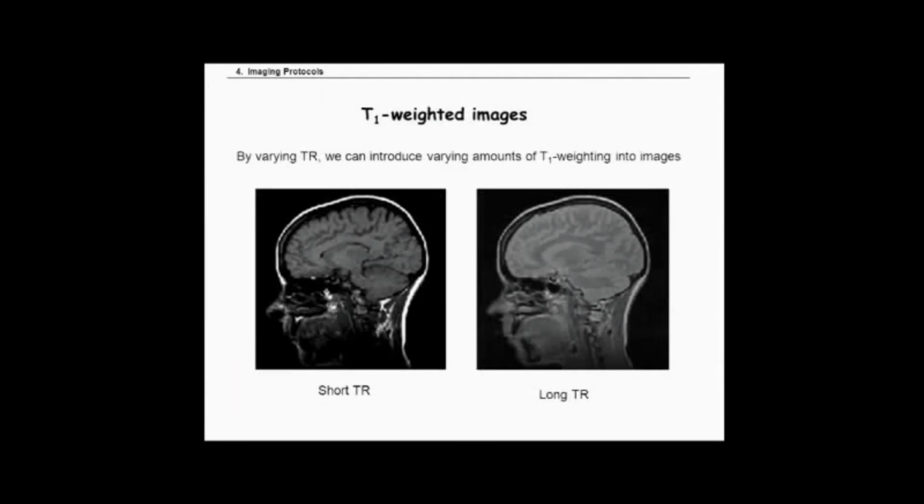And by varying the T1 property, this repetition between when we acquire the first bit of data and the second bit of data, we can introduce T1 weighted contrast.